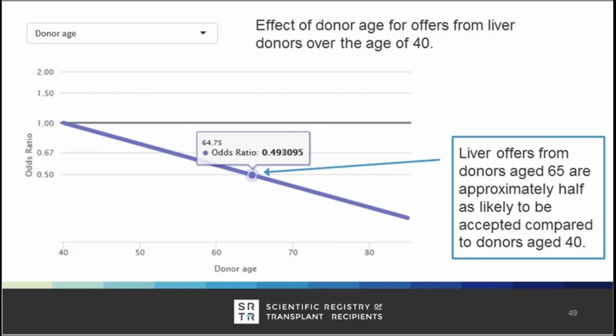For things like donor age, we have linear effects of those things. Some of them can be curves. In this case, it's a straight line. And this is saying, relative to a donor age of 40, if the donor was age 65, you see an odds ratio of 0.49. So that's saying there's about half the likelihood that the offer is going to be accepted if the donor is 65 relative to if the donor was 40. So you can look at all types of the factors in the model and see what those effects are.